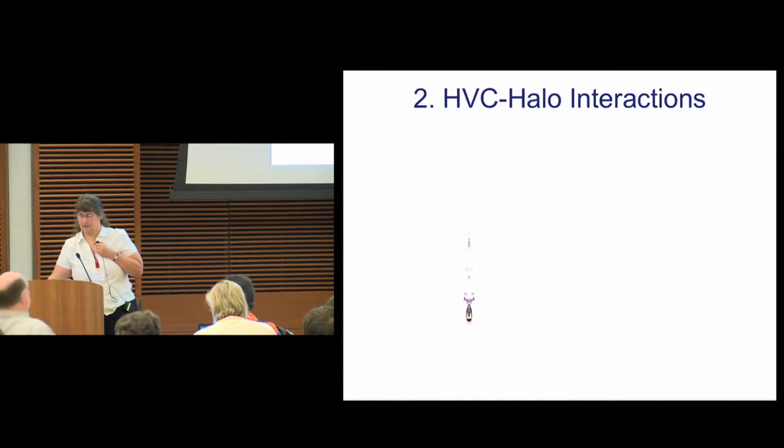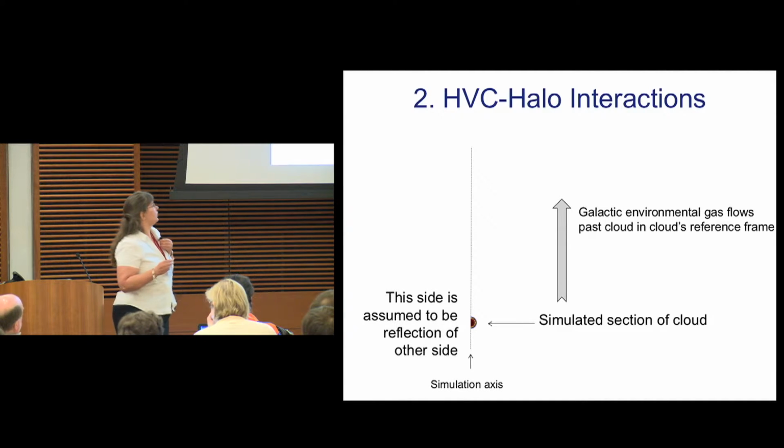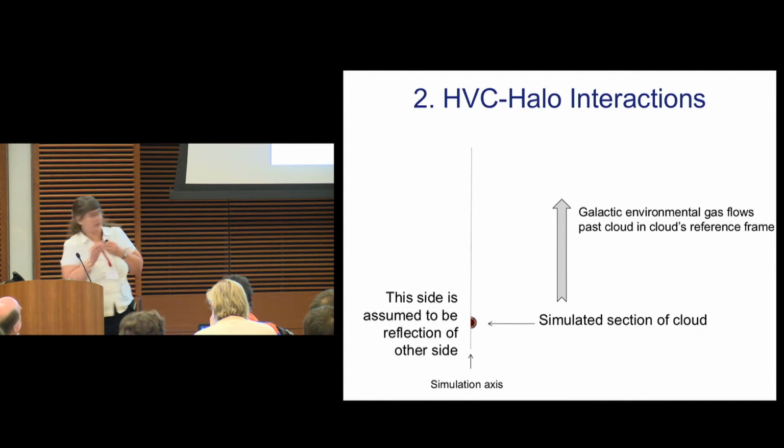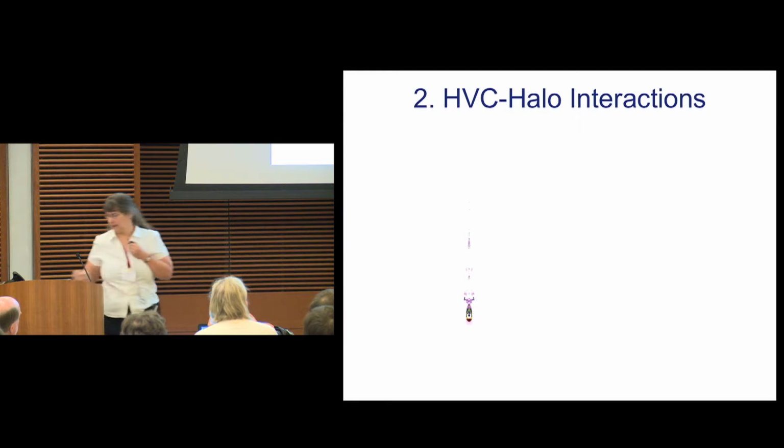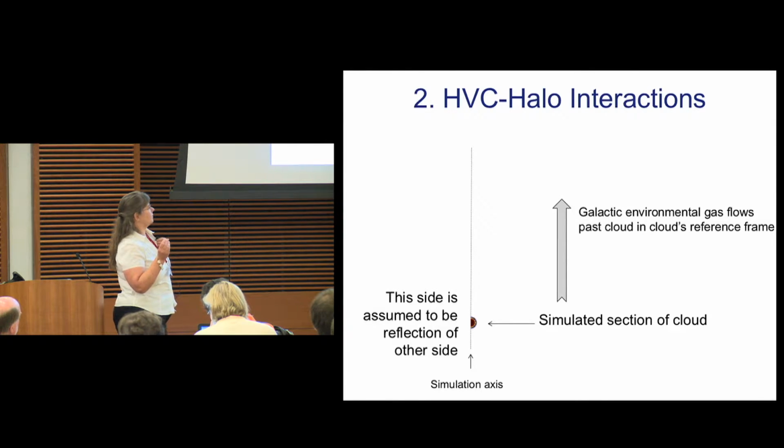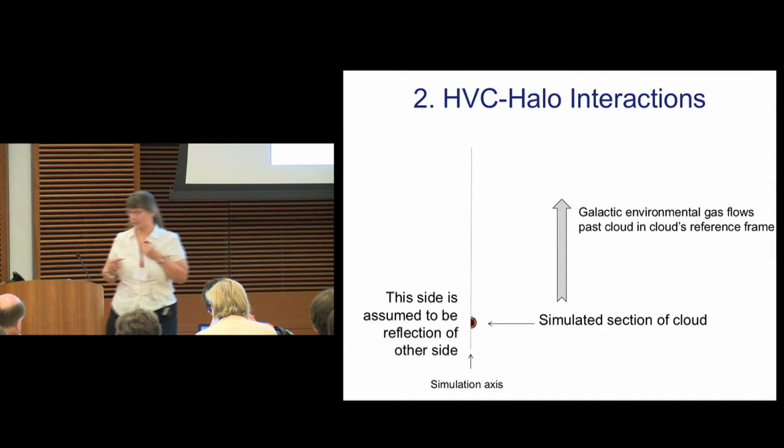Now, the second part is HVC-Halo Interactions. So let me back up. HVC-Halo Interactions, and this is a simulated high-velocity cloud that's gone through the halo and material has been blown back. Those simulations are done like this. We simulate a portion of the cloud. We like to put it along the symmetry axis so that we can say the other side is simply a reflection of the side that we do simulate. And we also sometimes do it in the reference frame of the original cloud so that we can have the halo gas blow past the cloud. So as you know, life is seen from the cloud's point of view.